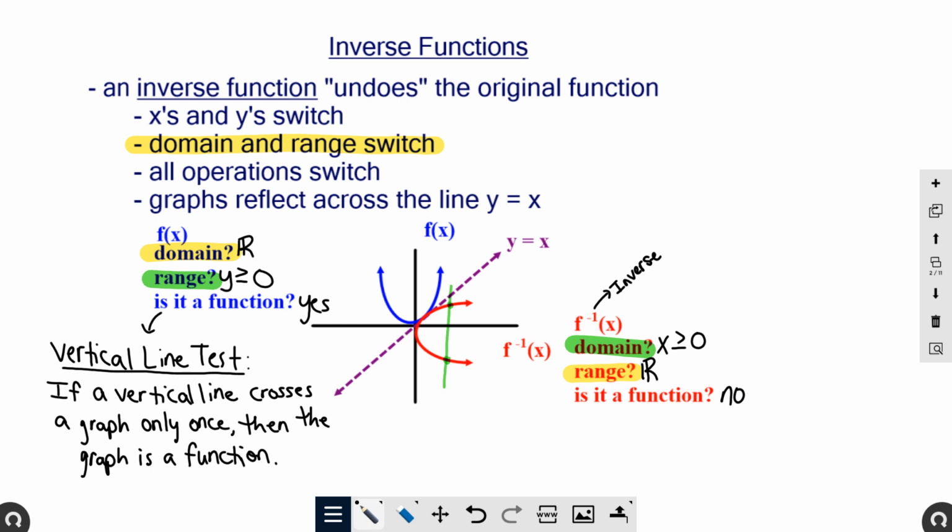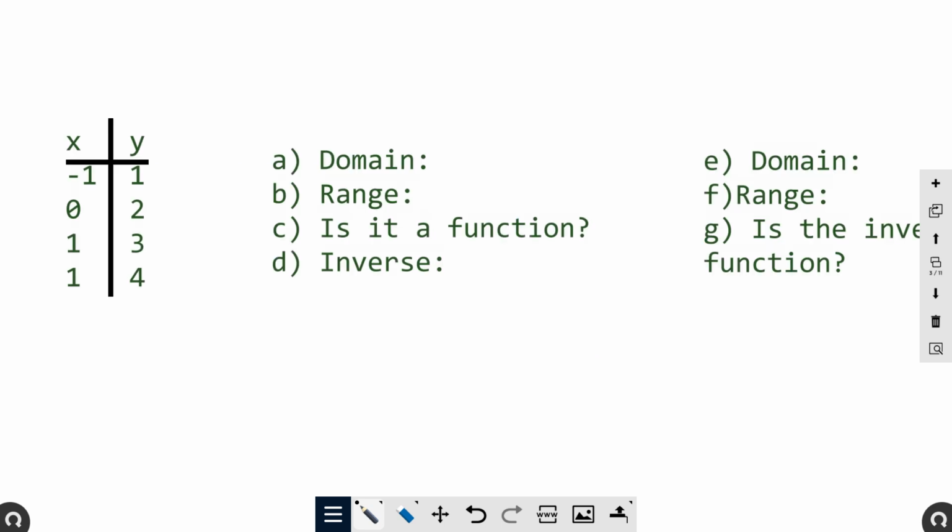All right, so what we're going to do next is look at 4 different types of functions, and we're going to answer these questions based on the types of graphs that we have. So go to the top right part of your notes, and we're going to look at a table. A table of values is basically how many coordinate points you have. So how many points do we have here? 4. We got 4 points.